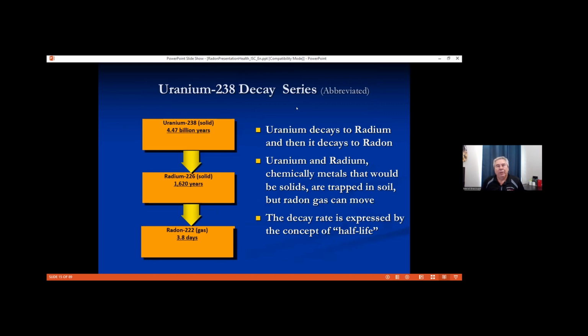Now, we mentioned that radon comes from uranium and radium. So we're going to talk about a concept here called half-life. Now, the half-life of uranium is 4.47 billion years. Radium has a half-life of 1,620 years, and our common radon, 222, has a half-life of 3.8 days. So essentially what half-life means is that if we had a certain quantity of radon, in 3.8 days, half of it will have disintegrated. Half of it will be gone.